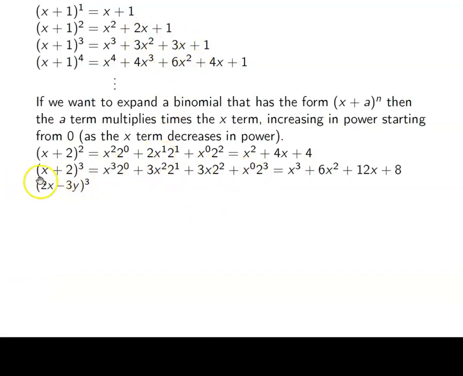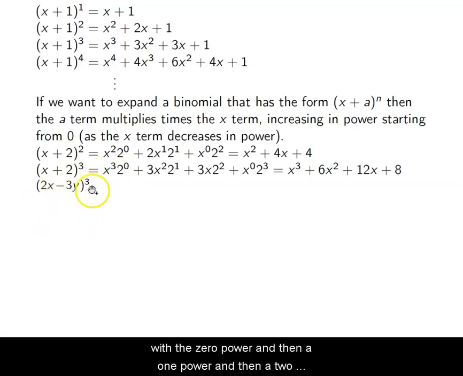This term here starts with, in this case, a cube, and then a square, and then a first power, and then no power. This term will also be in those products, and it'll start with the 0 power, and then a 1 power, and then a 2, and then a 3, and we will still have the coefficients 1, 3, 3, and 1. Let's go ahead and start to build this one piece at a time.